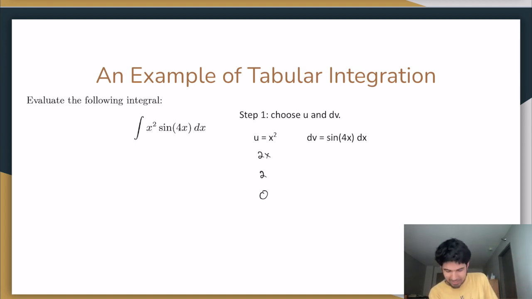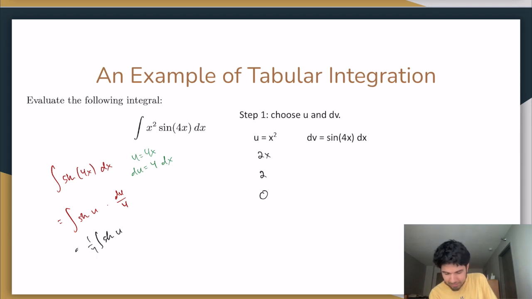Okay, so now on the dv side, we take the integral 3 times. So let's do the first integral together. The integral of sine of 4x dx, we can use u substitution. Let's let u equal 4x, which means du equals 4 dx. Our integral changes to sine of u times du over 4. That's equal to 1/4 the integral of sine of u du, which is negative 1/4 cosine of u. U is 4x. So here we write negative 1/4 cosine of 4x.